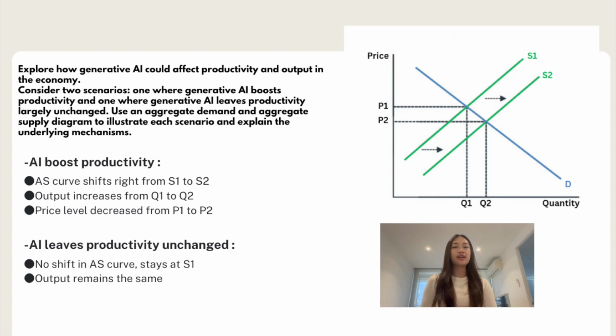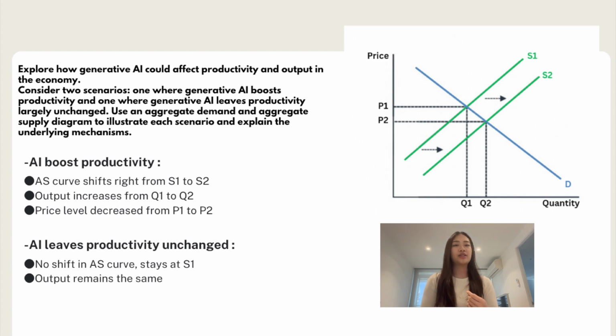However, on the next scenario, AI leaves productivity unchanged. So there will be no shift in the AS curve, stays at S1, meaning no change in the economy's productivity. Output will remain the same, staying at Q1, no increase in production. Price level also unchanged, remains at P1, no impact on prices.